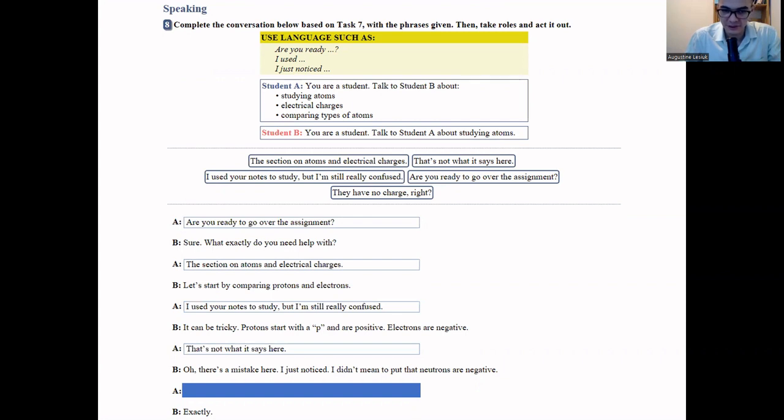Oh, there's a mistake here. I just noticed. I didn't mean to put that neutrons are negative. They have no charge, right?